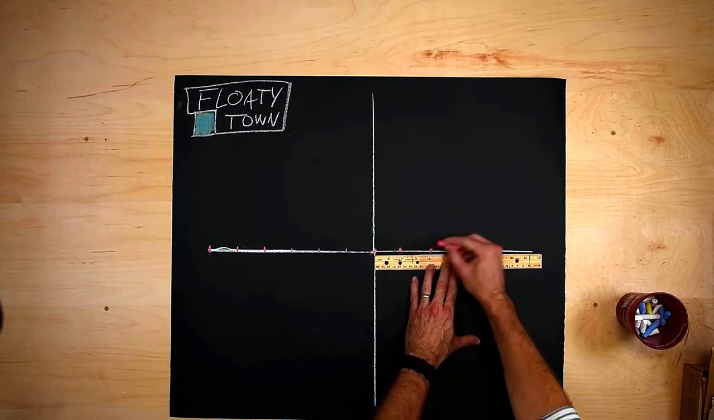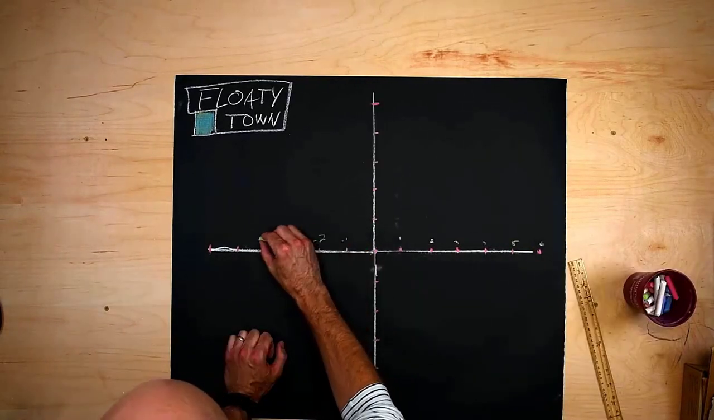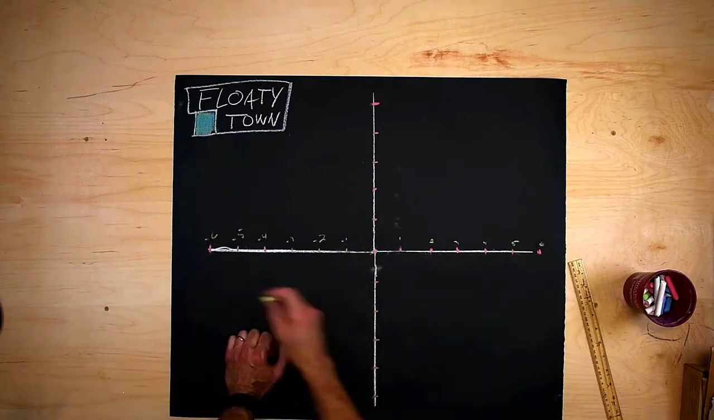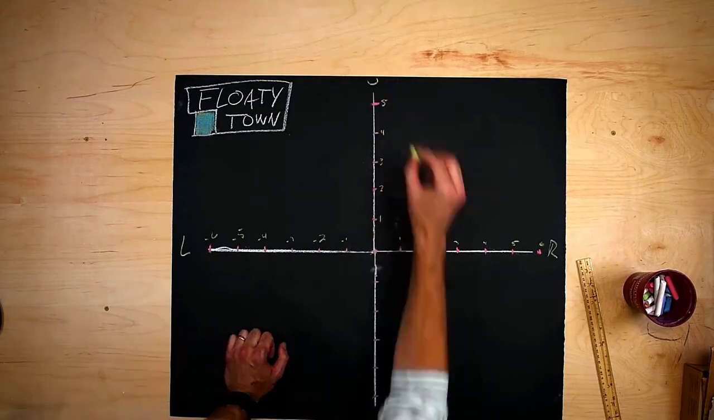So just put the mark there. And you can do these marks, of course, at any scale that you like. I'm going to add these numbers to them, so when you go right and up, the numbers are positive. When you go left and down, the numbers are negative.